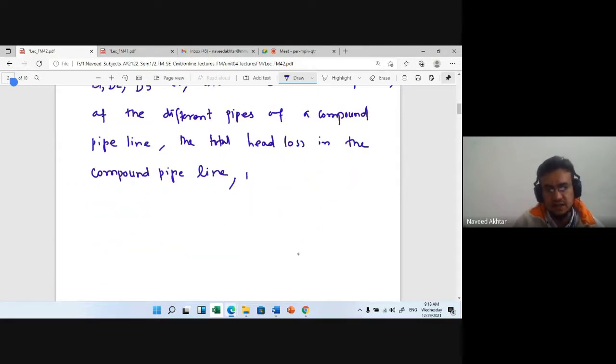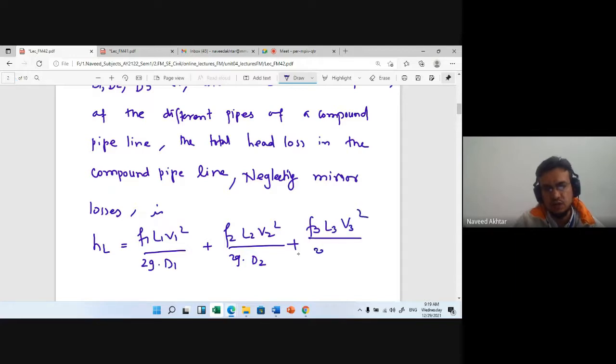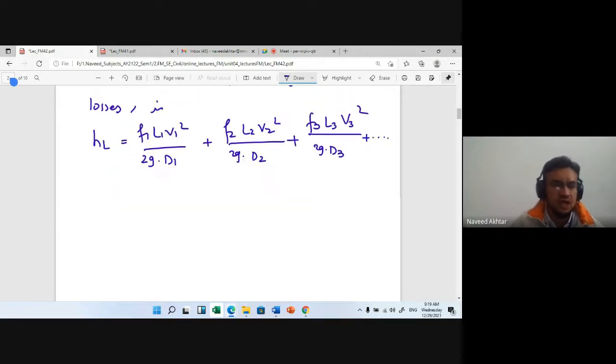Neglecting the minor losses due to flow, HL is equal to F1 L1 V1 square upon 2G into D1 plus F2 L2 V2 square upon 2G into D2 plus F3 L3 V3 square upon 2G into D3 plus so on, for however many pipes are in the compound pipe system.